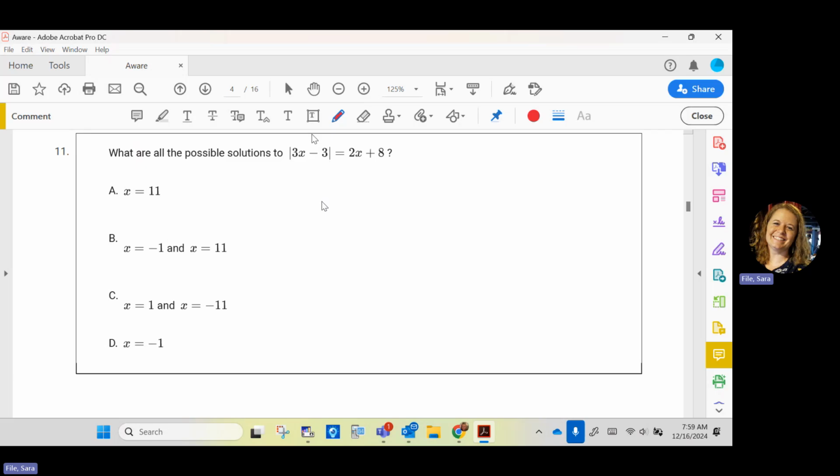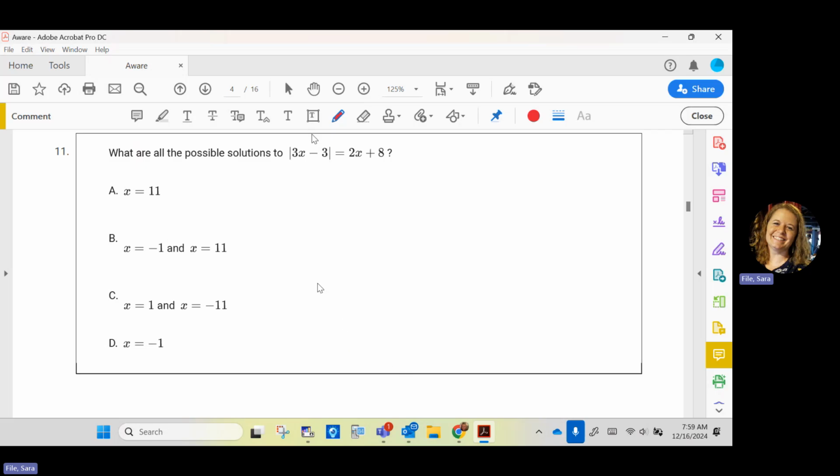All of the possible solutions. When we did solving absolute values, we said we isolate the absolute value expression, which it already is. There's nothing outside the absolute value bars on the left side of this equation, so it's isolated. And we would take what's inside and set it equal to the positive version of what's on the other side, and the negative version of what's on the other side. So we could do this algebraically.